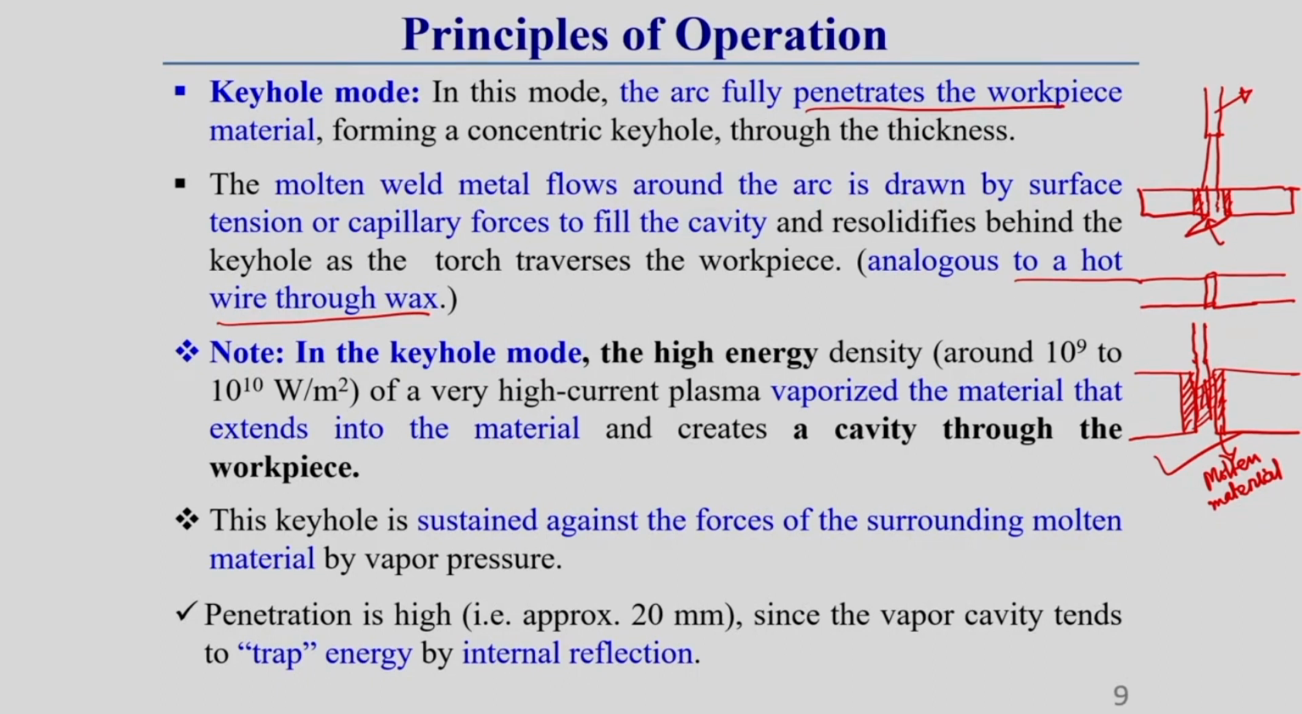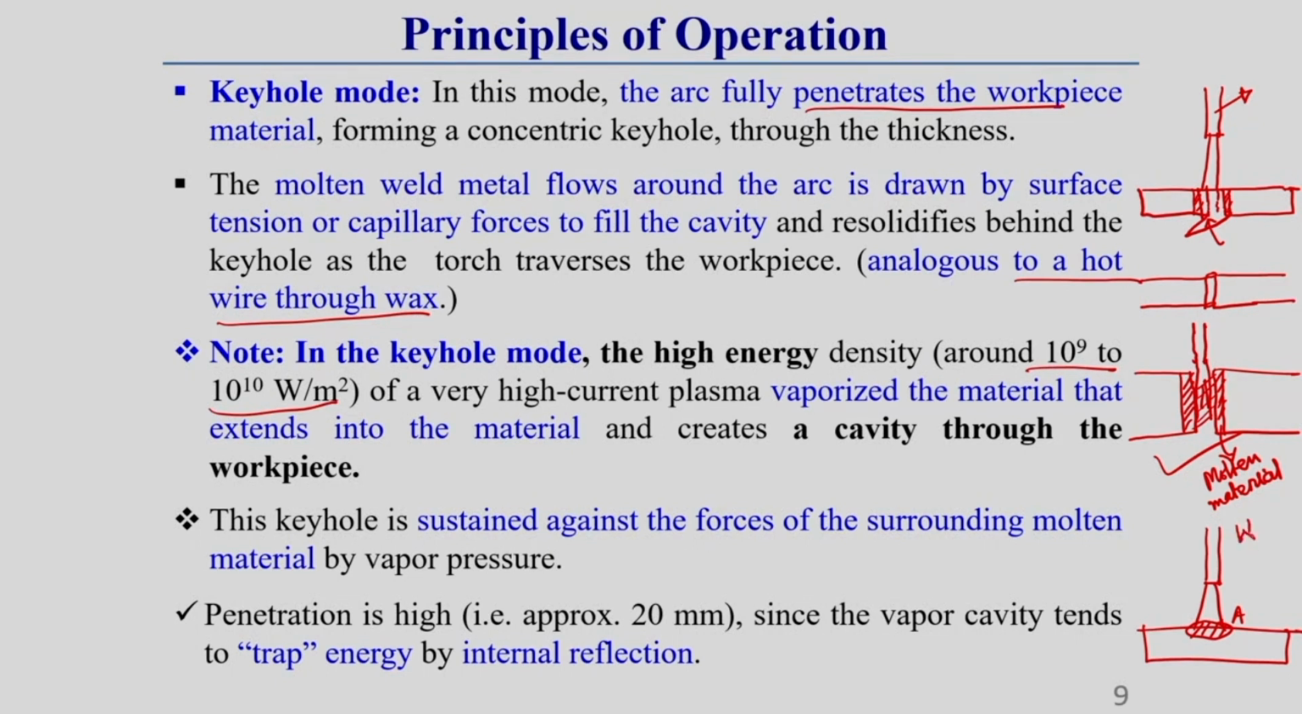Okay. The keyhole mode generally uses a very high power density arc. High power density arc means, whatever the arc is forming, it has an intensity. Let this be the arc area. This arc area has an intensity of around 10 to the power 9 to 10 to the power 10 watt per meter square.